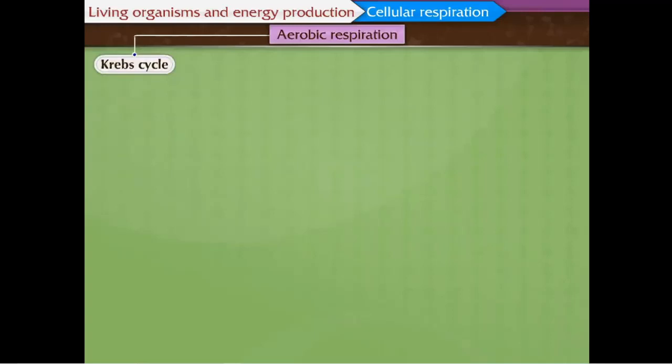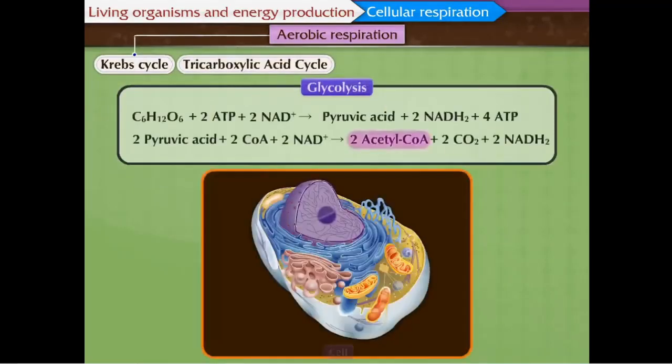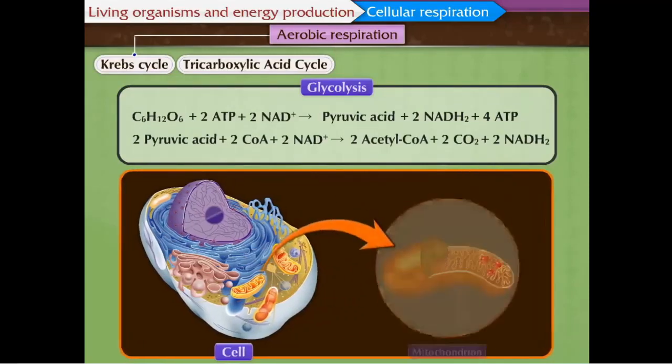Krebs cycle. Krebs cycle is also called tricarboxylic acid cycle. Both molecules of acetyl coenzyme A, formed in the glycolysis in the cytoplasm of the cell, now enter in the mitochondria.